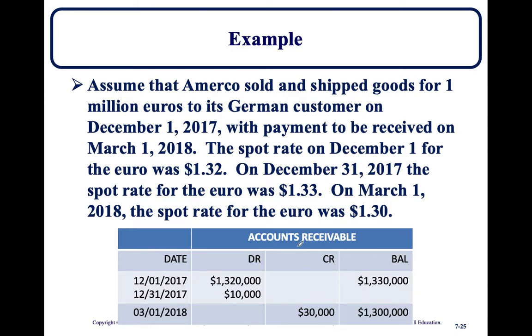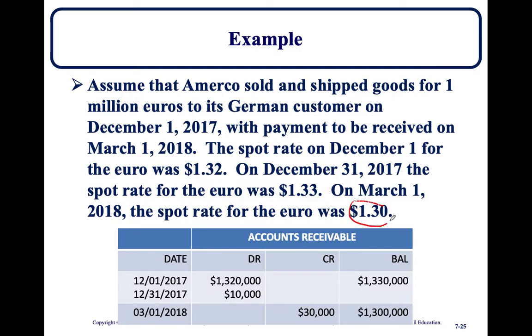So how is this going to affect my accounts receivable T account? On December 1st, we increased it to reflect the sales, recognizing our sales revenue. And then on December 31st, we had to increase it also because our spot rate increased by 1 cent, so that we recognize the gain on the income statement. That increased my receivable to $1,330,000. Unfortunately, the day that the German customer is supposed to pay me, the rate has gone down, and now I had to decrease my receivable to $1,300,000.